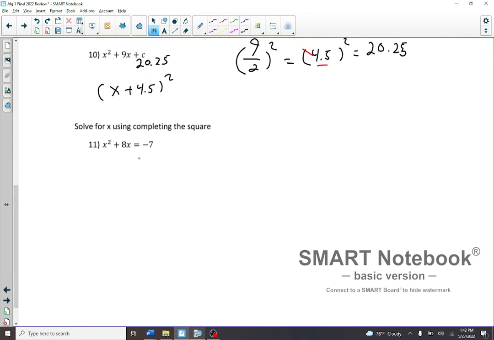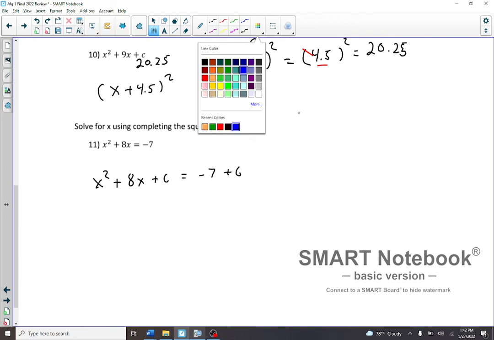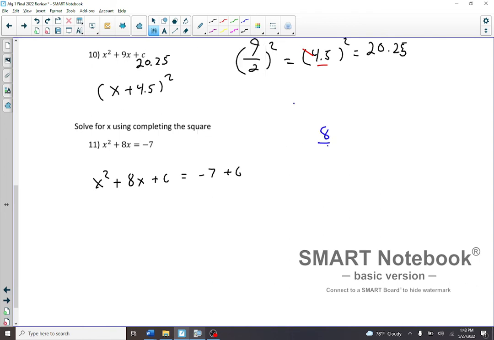Number 11, solve by completing the square. So what I need is the perfect C value. So x squared plus 8x plus C equals negative 7 plus C. I have to be fair to both sides. So I need to find the perfect square. 8 divided by 2 squared. 4 squared equals 16. 16 here, 16 here. I'm going to factor this left side, which multiplies to the 16 and adds to the 8. We should know it's going to be x plus 4 squared. It matches with the number here. And negative 7 plus 16 is 9.